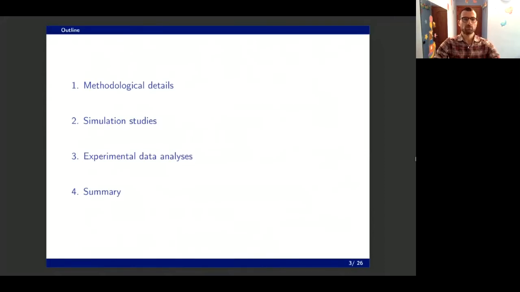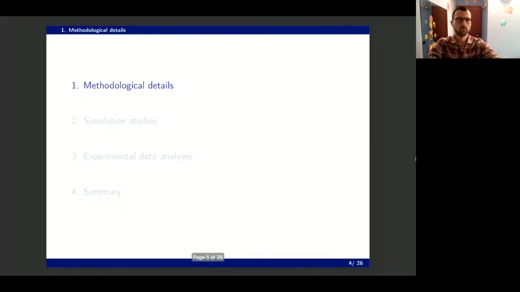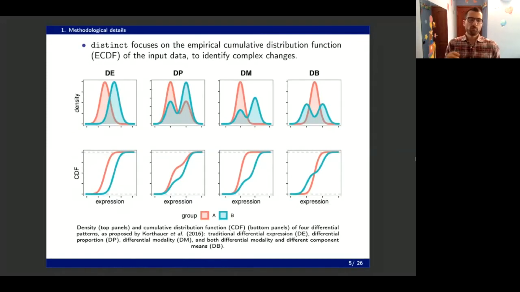So now I'm going to illustrate the methodological and, in general, conceptual aspects of the method, and then I'll show you how it performs in simulated and experimental data sets. So the key idea of the method is to look at the ECDF, so at the empirical cumulative distribution function of the data. And this allows you to discern complex variations between distributions.